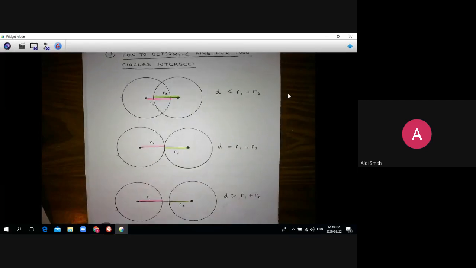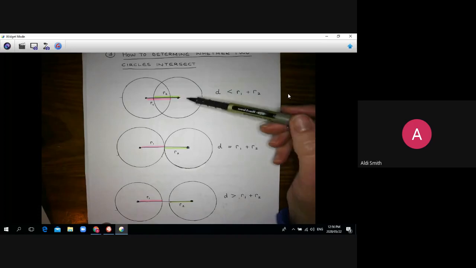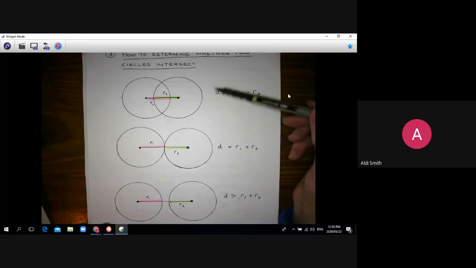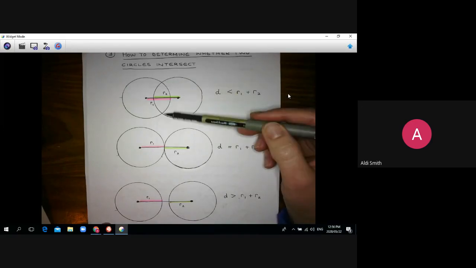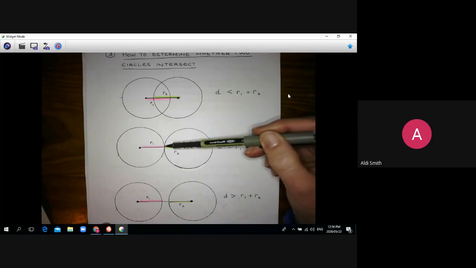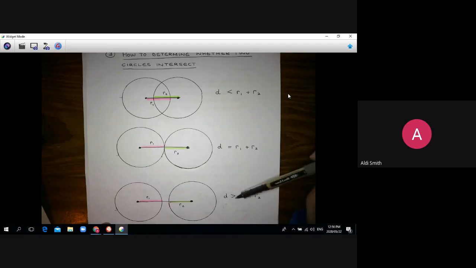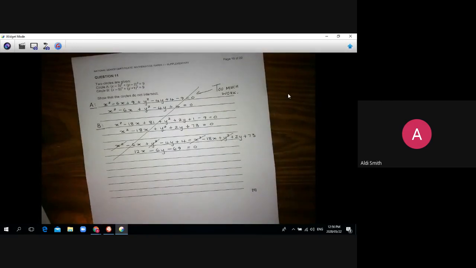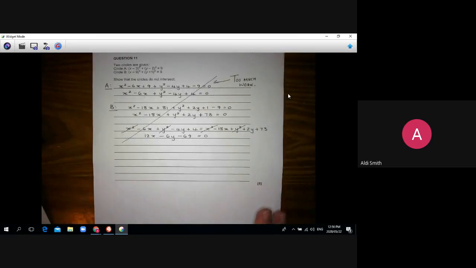So the easiest way to do it is to just work out the distance between the two centers. Because if the distance between the two centers is less than the sum of the radii, then these two circles will intersect in 2 points. If the distance between the centers is equal to the sum of the two radii, they touch each other. And if the distance is greater than the sum of the two radii, they don't cut each other, which in this case would have been so much easier to do. But again, you needed to be aware that this was an option.